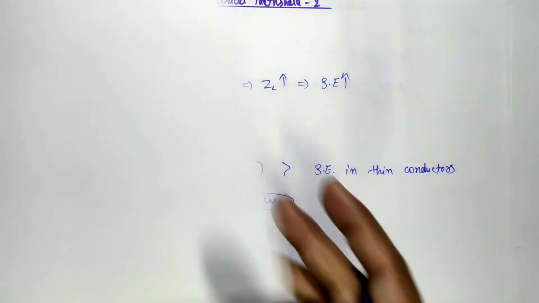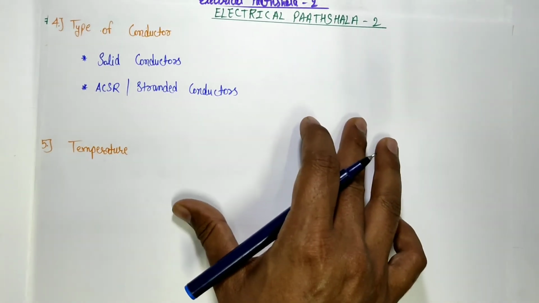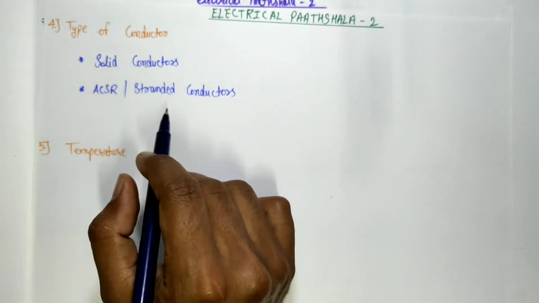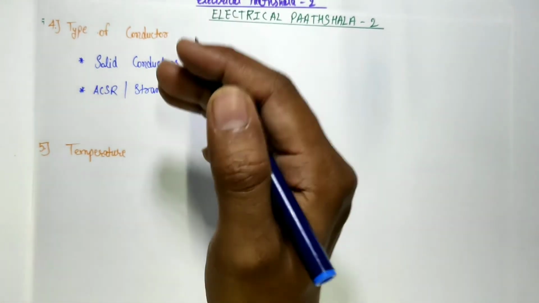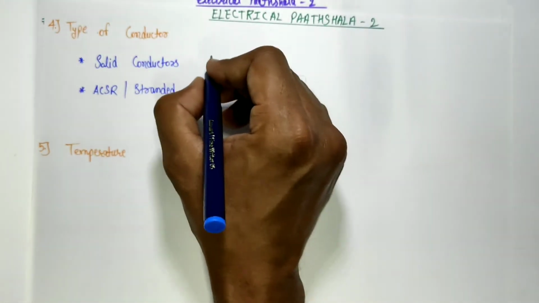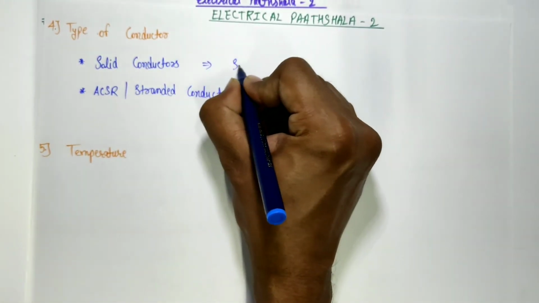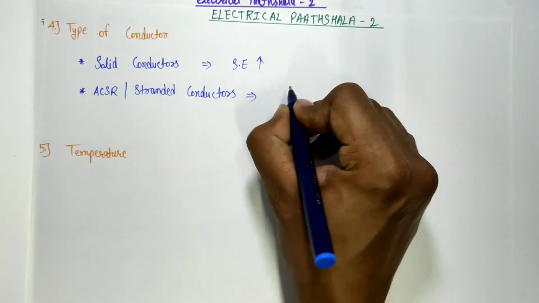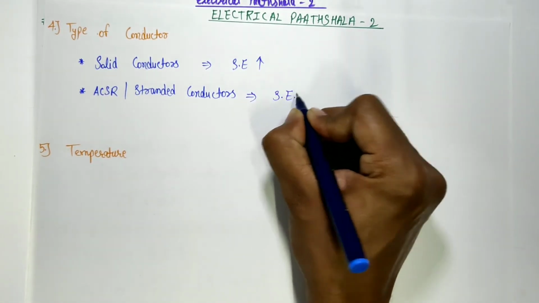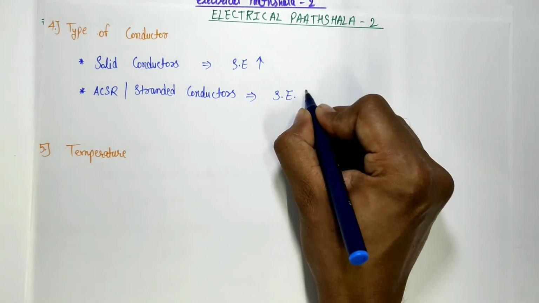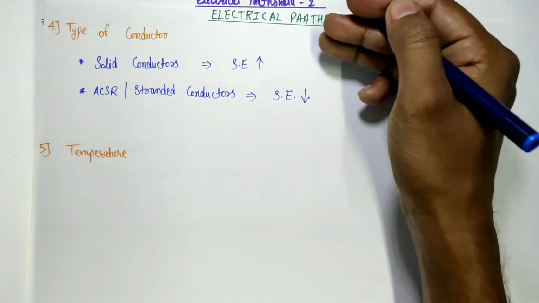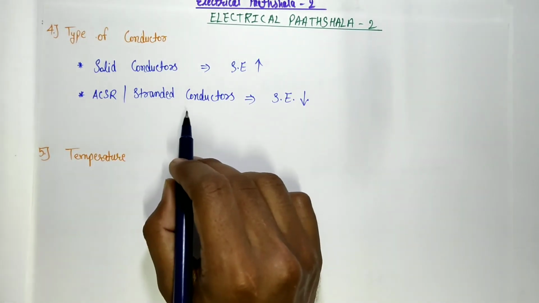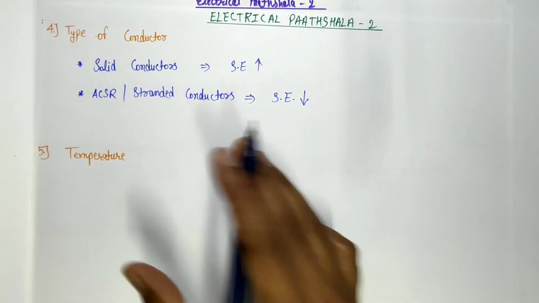Now our next factor is the type of conductor. There are various types of conductor like solid conductor, ACSR, or stranded conductor. Skin effect also depends on the type of conductor. For example, in case of solid conductor, skin effect is higher as compared to the ACSR or stranded conductor. In case of ACSR or stranded conductor, skin effect is less as compared to solid conductors. Why is skin effect less in case of ACSR and stranded conductor? We will see this in our next topic.